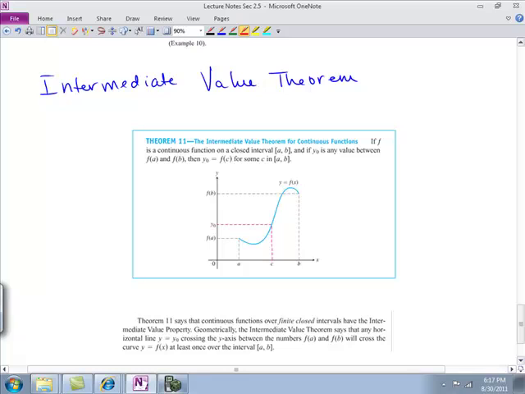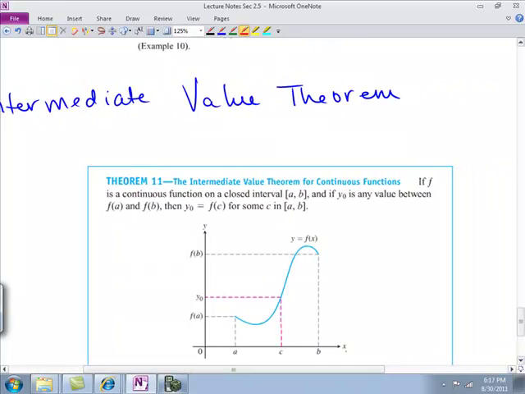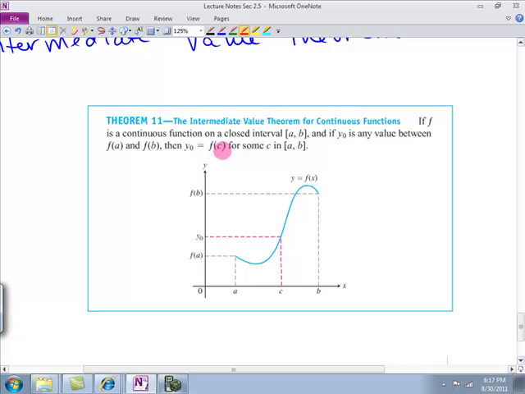You'll hear about it often. Sometimes they'll even just abbreviate it and say IVT, but it says, let me make that a little bigger. If f is a continuous function on a closed interval AB, so that's brackets meaning A's included, B's included, from here to here, and if y sub 0 is any value between f of A and f of B, then y sub 0 equals f of C for some C in AB.